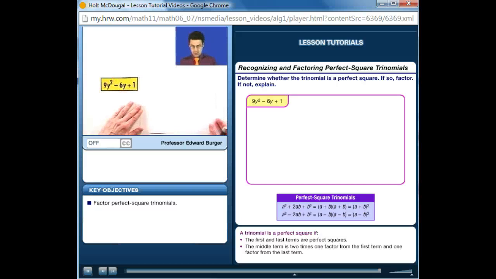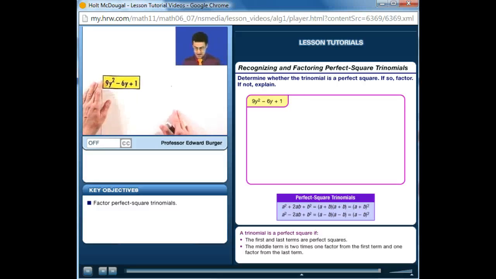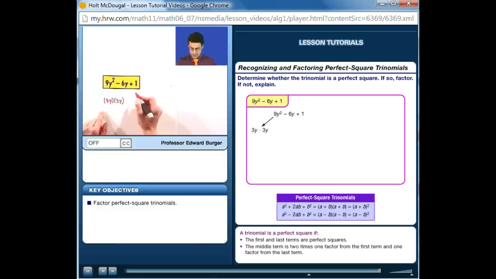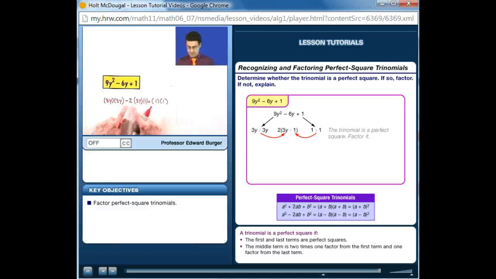Take a look at this. 9y squared minus 6y plus 1. Again, I can write this as 9y squared is the same thing as 3y times 3y. I can write the 1 as 1 times 1. That's a perfect square. And what about the thing in the middle? I can write that as negative 2 times what? 3y times 1. Therefore, this tells me immediately I can write this as 3y minus 1 all squared.